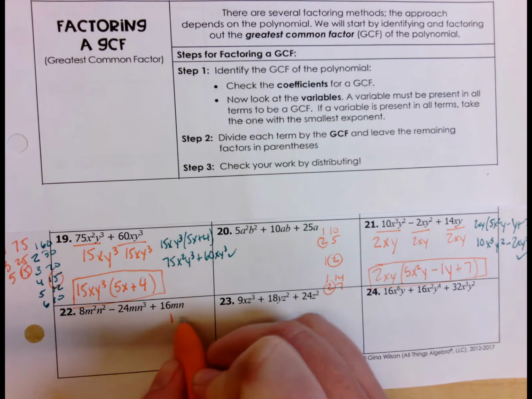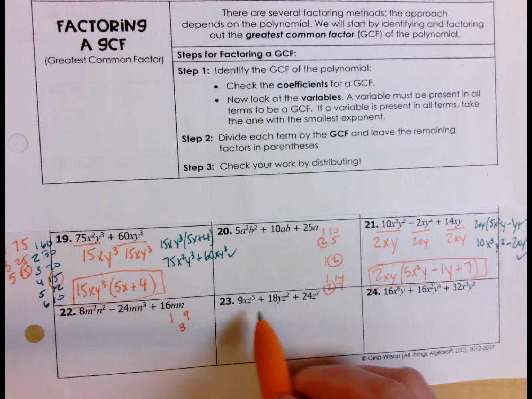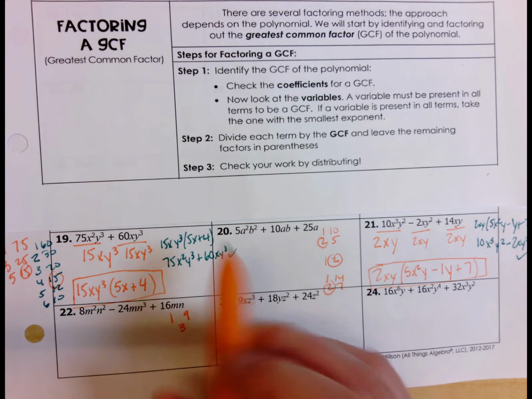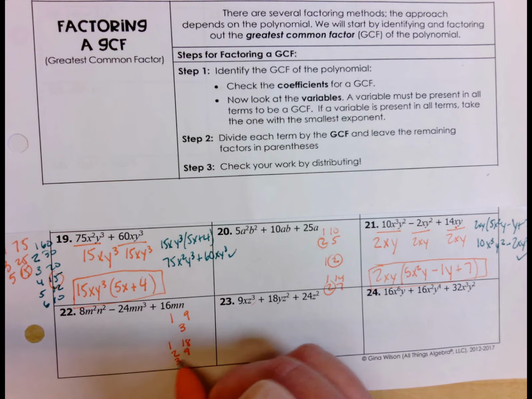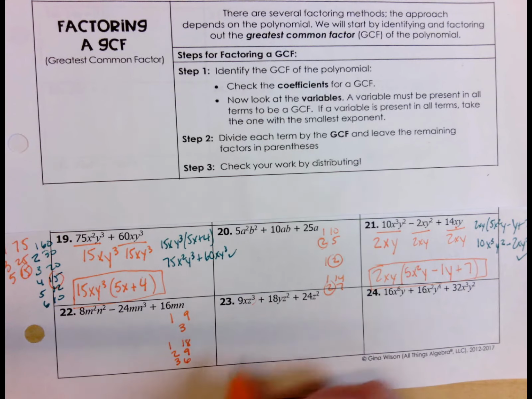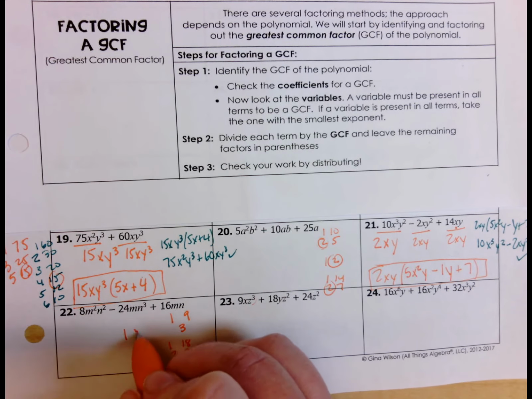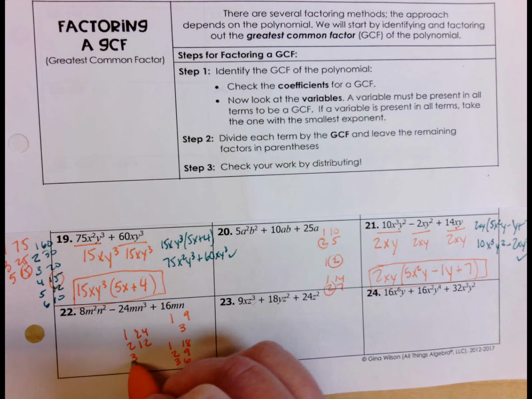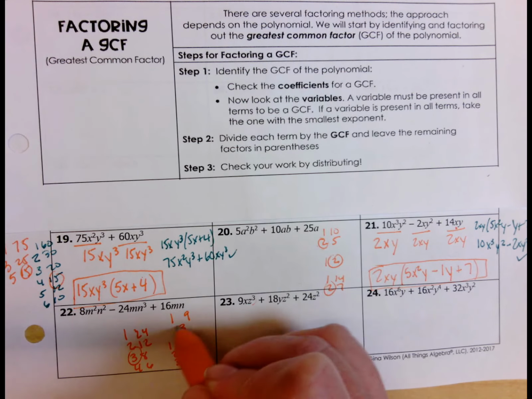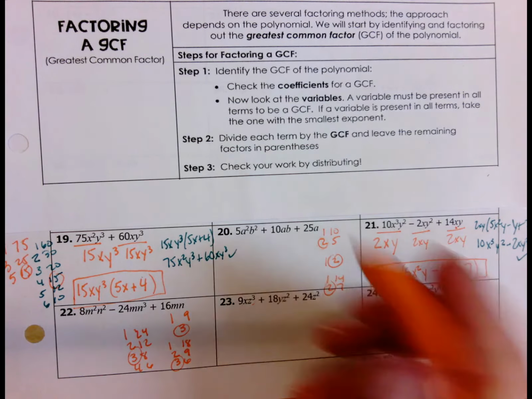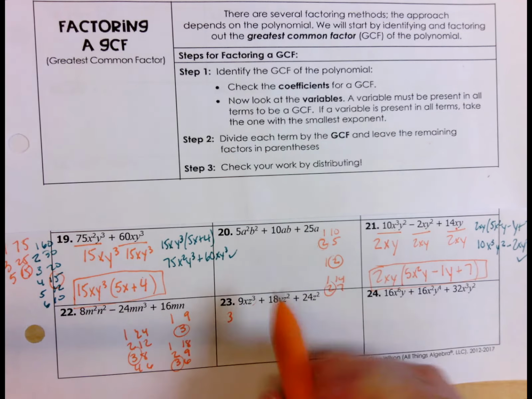So we start again. We have 1 and 9 and 3. Okay, those are factors for this coefficient. Or 1 and 18 and 2 and 9 and 3 and 6. That's for 18. And then 1 and 24, 2 and 12, 3 and 8, 4 and 6. So it looks like 3 is going to be our greatest here. So I'm going to pull out that 3.